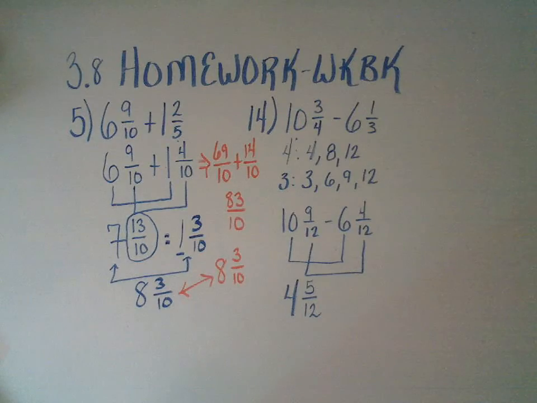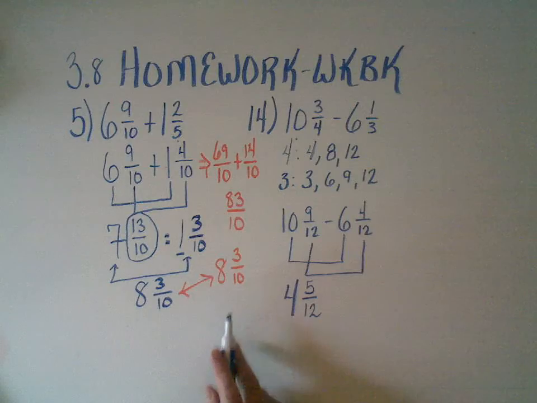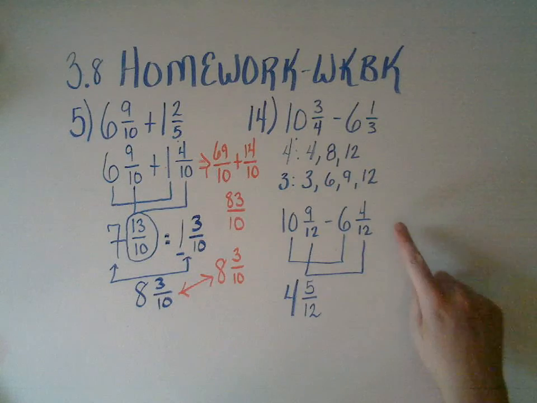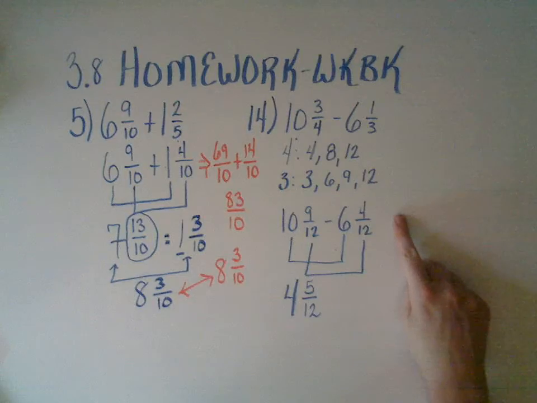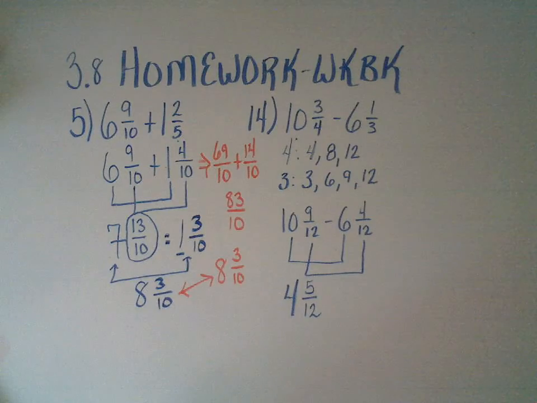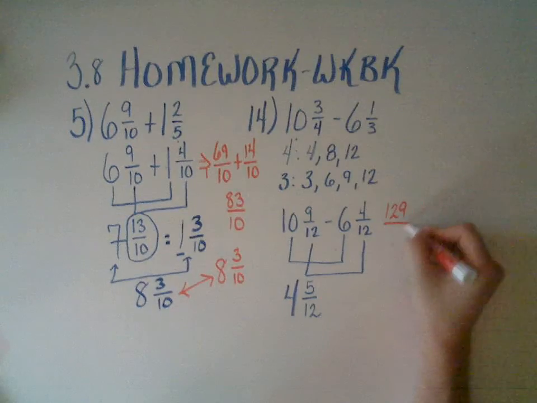Now you could, if you wanted to, do like we did over here with number 5 and go into the idea of impropers if it looks a little better for you. Before I show you that, I want to make sure I point out, when you're doing questions 10, 11, and 12, you're going to be starting from a spot like we did right here, because these already have the common denominator. Alright, so with 10 and 9 twelfths, that's 129 over 12.